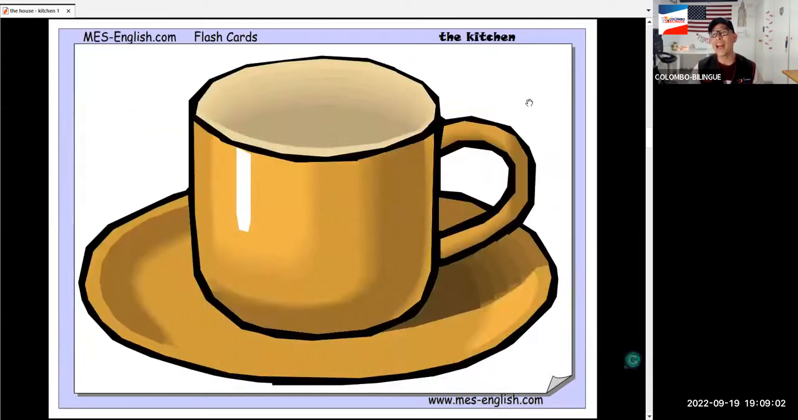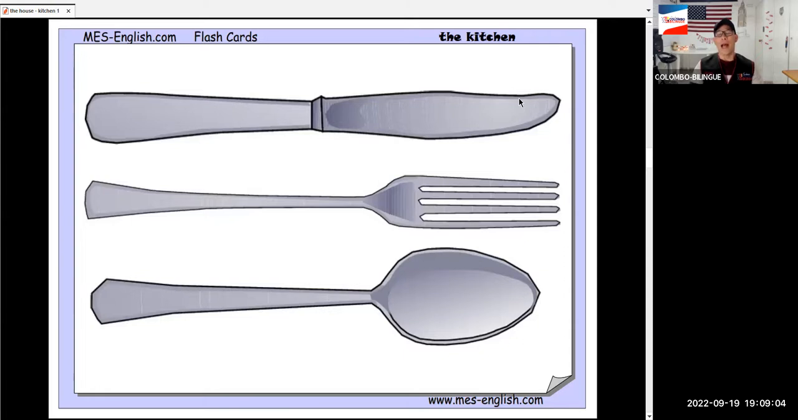All right, very good, guys. I'm going to move on. This is very important vocabulary. Especially because when you go to a restaurant, you're going to need these ones, you know, especially depending on what you're going to eat. You're going to eat soup, or you're going to eat rice, it depends on that.